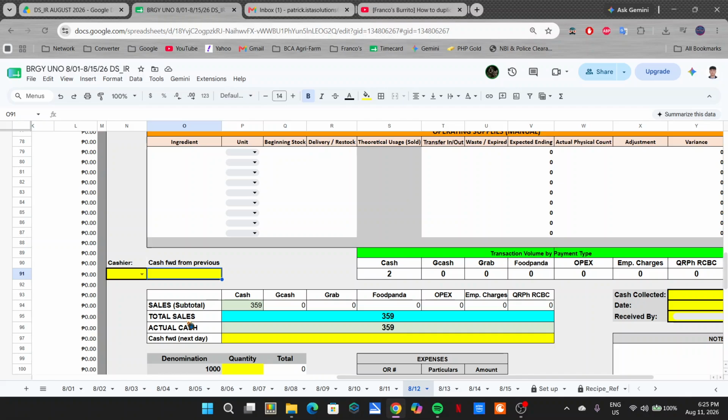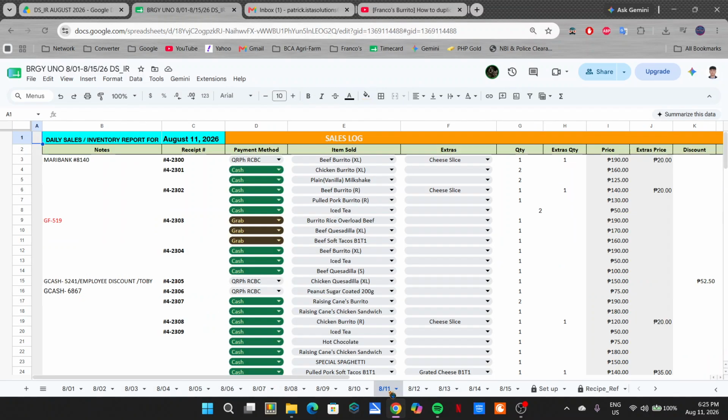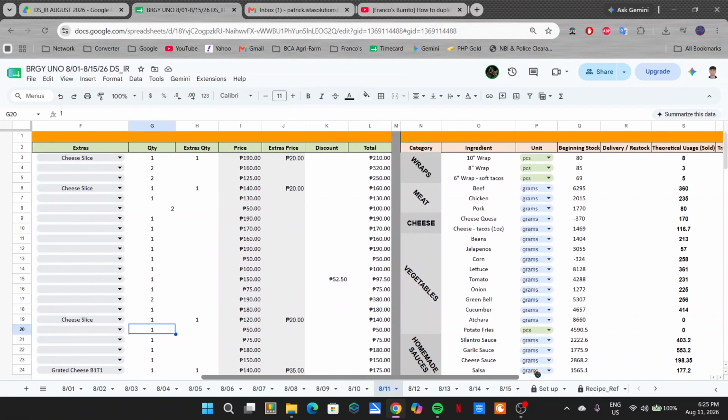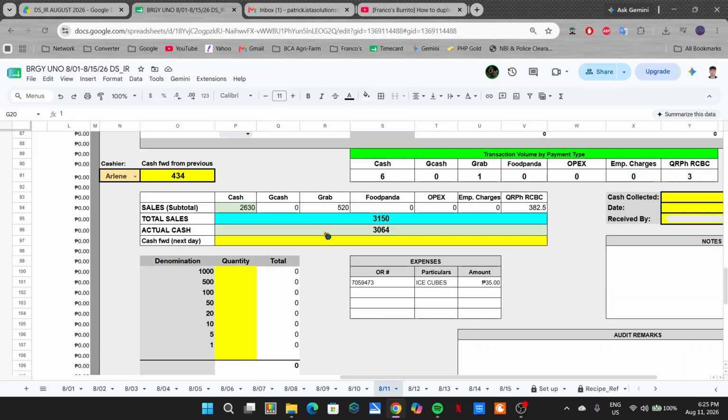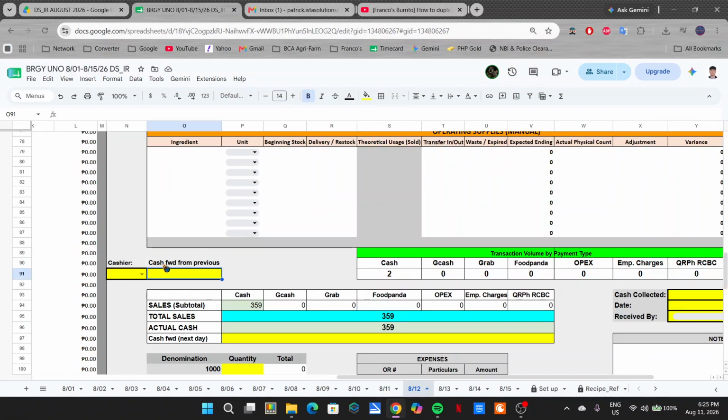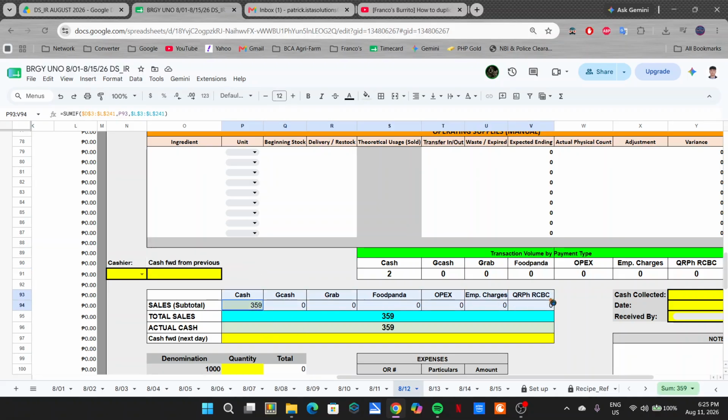So here you have to input the cash forwarded from previous, or the loose change from previous, which was cash forwarded from August 11, right here. Whatever the cashier inputs here. And then afterward, the cashier here, whoever's the cashier for that day. And then this one over here, you don't have to do anything with this since this is automatic. And please do not manually change the formula here because it automatically sums up the correct amount per payment type for the payment type summary. Okay, so it automatically computes it.